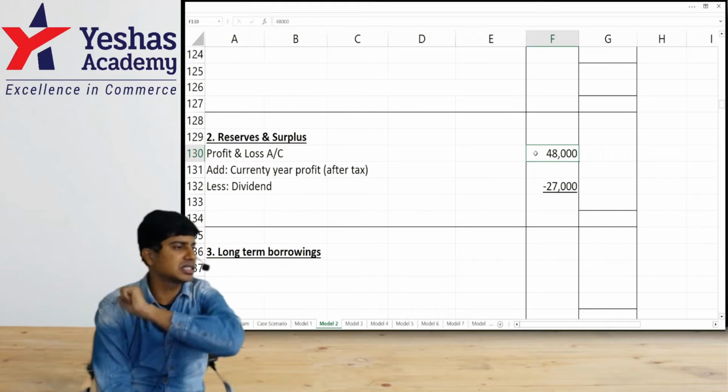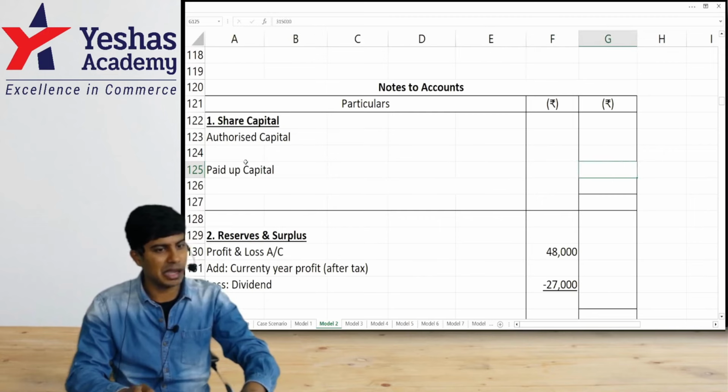Next, share capital. How much? 3,15,000. They're having so many adjustments. They've not told anything. They've not even told how many shares are there or what is the nominal value per share. Authorized capital also we don't know. Then still you write authorized capital as the heading. Leave it blank and write paid up capital 3 lakh.